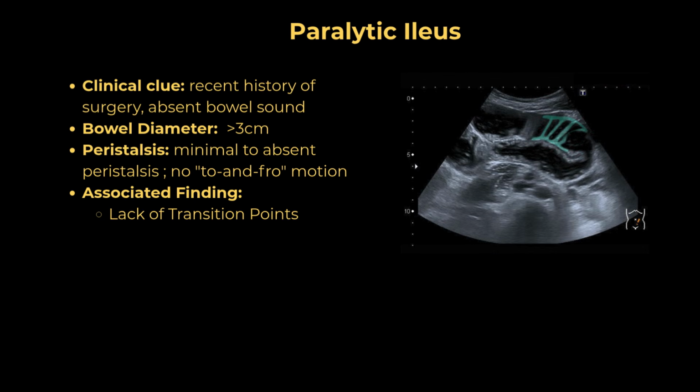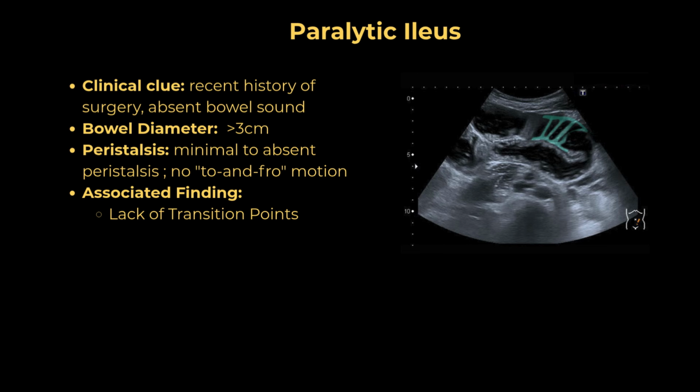This condition is different from mechanical obstruction. It usually occurs after surgery or due to electrolyte imbalance. Patients have a distended and quiet abdomen. Bowel sounds are absent. Wall thickness is usually normal or thin, less than 3 mm. Wall stratification is intact and well preserved. Loss of layering is not expected in simple ileus.